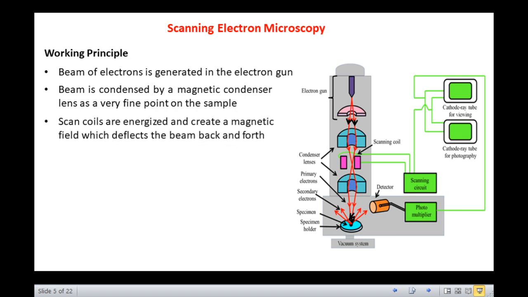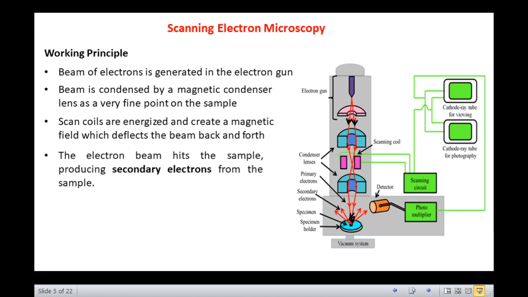The scan coils are energized by varying the voltage produced by the scan generator and create a magnetic field which deflects the beam back and forth in a controlled pattern. The varying voltage is also applied to the coils around the neck of the cathode ray tube, which produces a pattern of light deflected back and forth on the surface of the CRT. The pattern of deflection of the electron beam is the same as the pattern of deflection of the spot of light on the CRT. The electron beam hits the sample, producing secondary electrons from the sample.